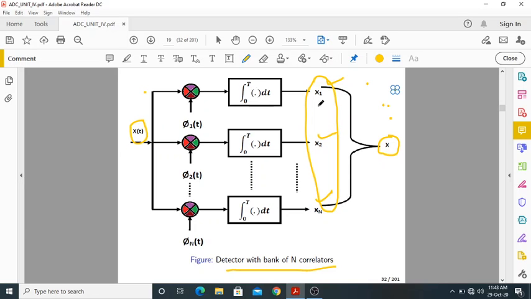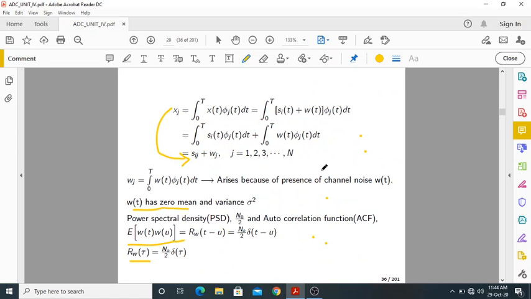But finally, the covariance of all these elements is 0, which means all these elements are independent of each other. x1 is independent of remaining elements, x2 is independent of remaining elements, so on, xn also independent of remaining elements. All the outputs of these n correlators are independent of each other. Why they are independent? Because the covariances are 0. Okay, so that is the conclusion.